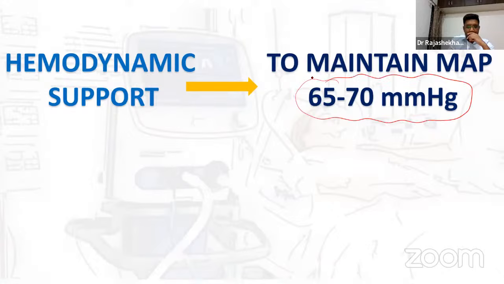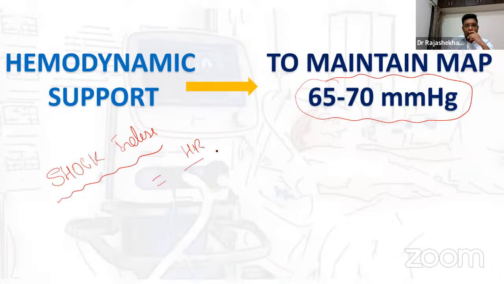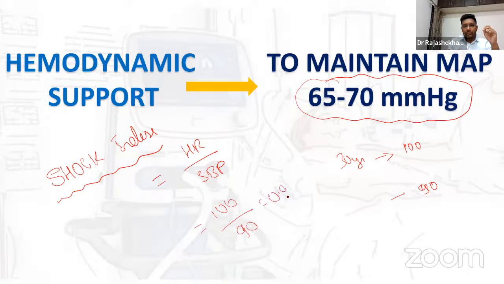Another thing I forgot to mention, in case of tachycardia, is the shock index. Shock index is the ratio of the heart rate to the systolic blood pressure. I will give an example. A 30-year-old female comes to you with a history of fever. Her heart rate is 100, her blood pressure is 90. So if you calculate the shock index in her, 100 by 90 is 0.9. So what is the normal shock index? The normal shock index is 0.5 to 0.7.